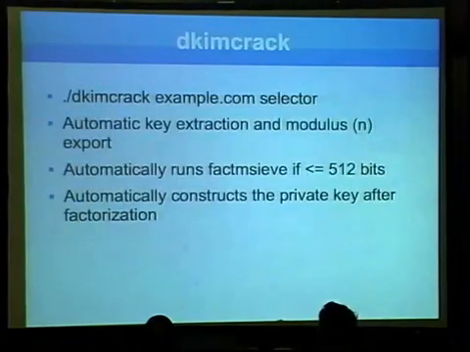Once you've got FactMSIV set up, all you have to do is give DKIM crack the domain name and the selector, and it does everything. It will pull the public key out of DNS, extract the modulus, save it to a config file for FactMSIV, run FactMSIV, give you a vague estimate of how long it's going to take, and automatically construct the private key.